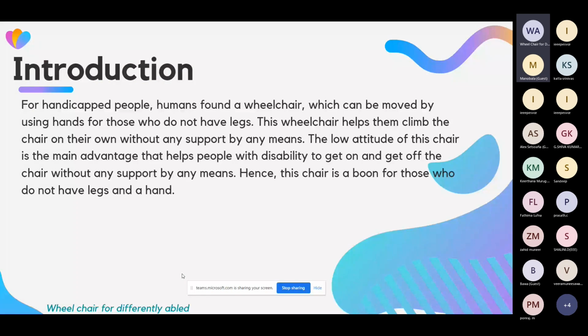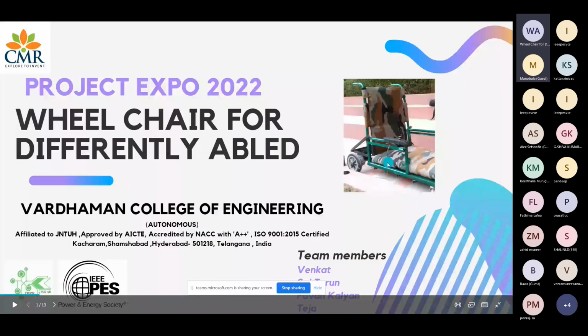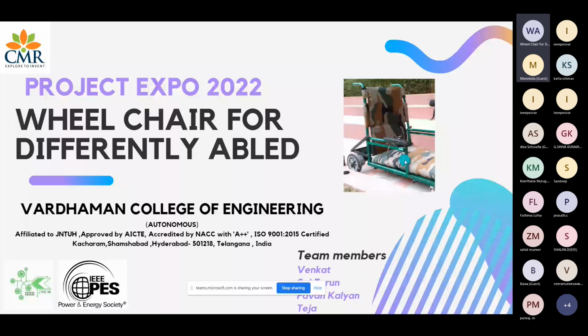This is our problem statement, and our solution is to design a wheelchair that is effective and cost effective, and even useful for people who can't stand, because here we can see that our wheelchair is completely ground based. That means people need not stand to a certain height and sit on the chair. That is not necessary. He can directly sit on the ground, and he can directly climb into the chair easily.